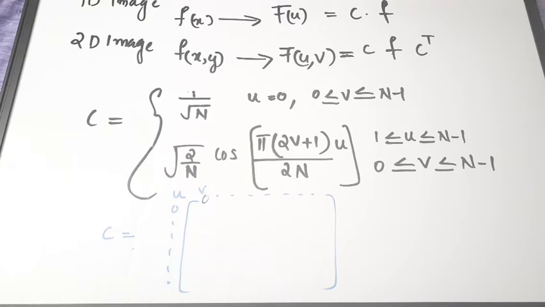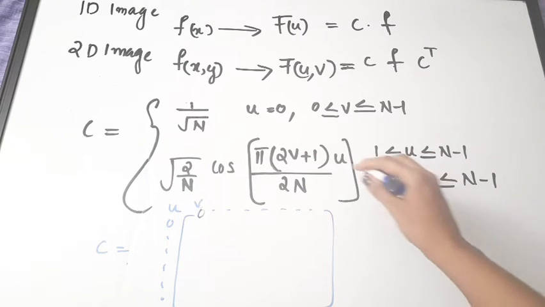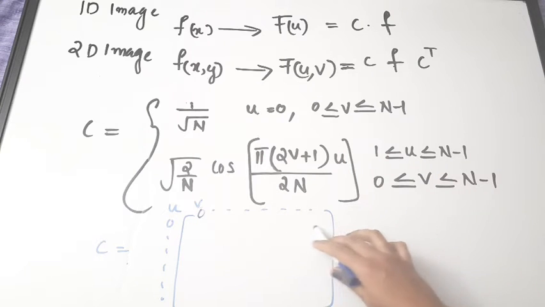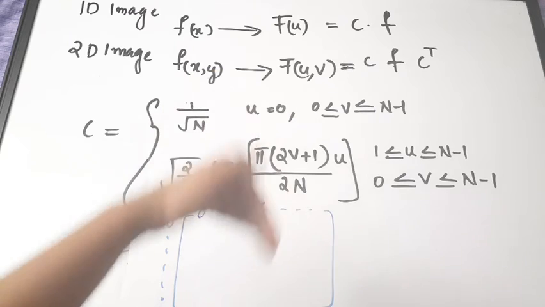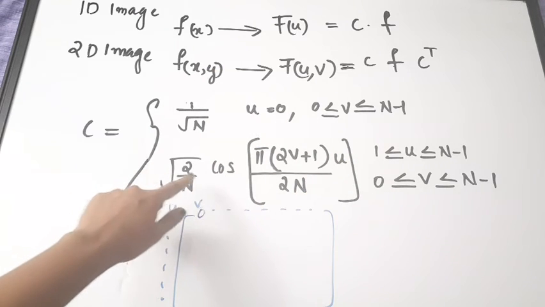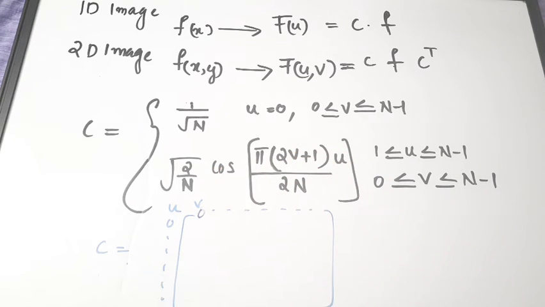Now the element values for the columns and rows you can find by using this expression. When U is equal to 0, that is for the first row, the value will be 1 by square root of N. You have to use this equation for the first row. For the remaining rows, you have to use this equation: square root of 2 by N cos of pi (2v plus 1) u by 2N. Now, what is capital N? N is the length of your sequence. U is the row number and V is the column number. So, this is the expression.